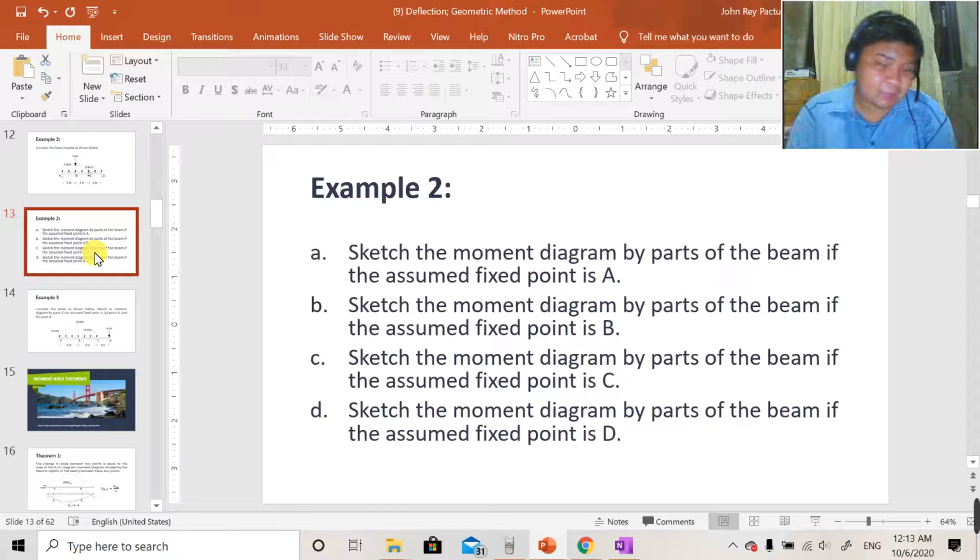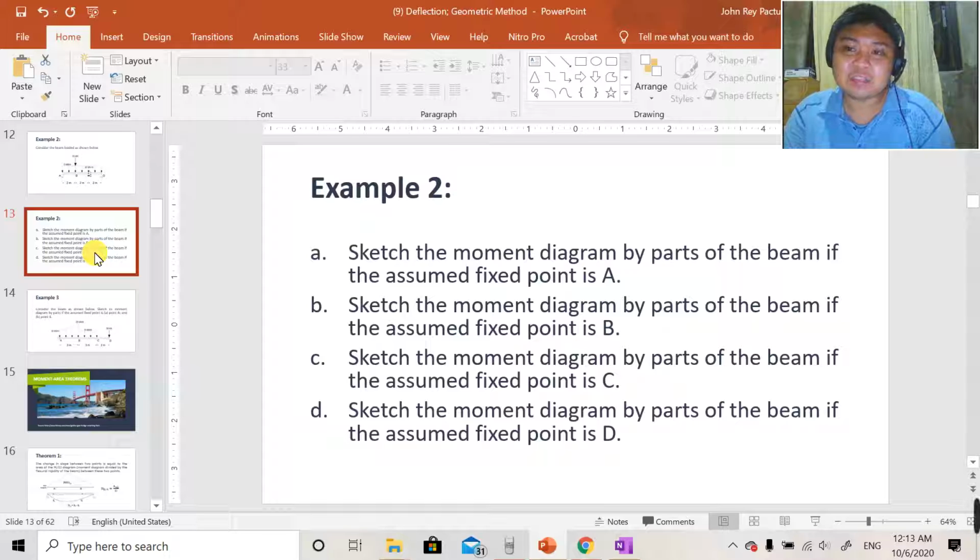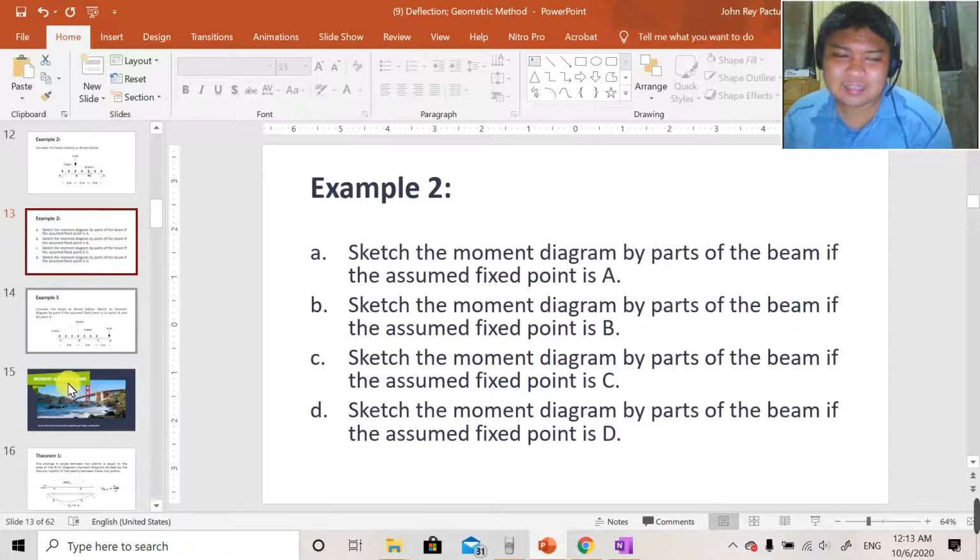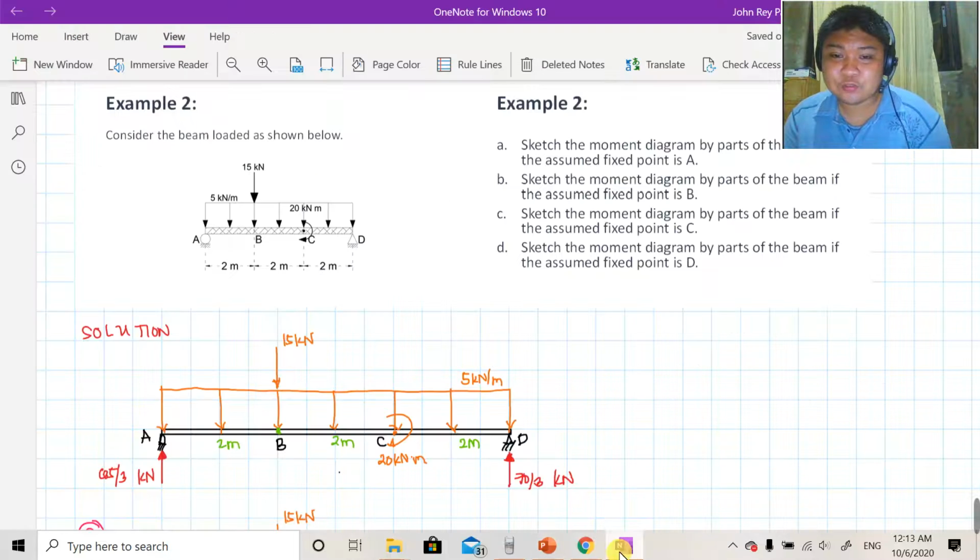Hindi naman dito class pinapasketch yung mismong moment diagram. Well, of course, in general, parehas din lang naman yan, no? Kaya lang, for the purpose nga of analysis for deflection, mas madali ang analysis sa moment diagram by parts kaysa sa conventional na moment diagrams class na napag-aralan natin sa mga previous discussions natin. So, sige, simulan na natin class yung ating solution.